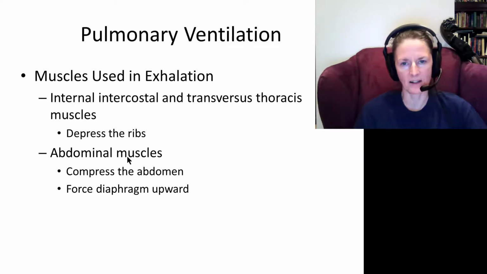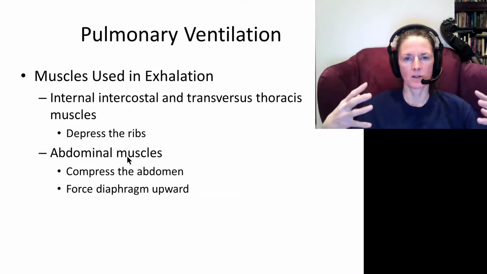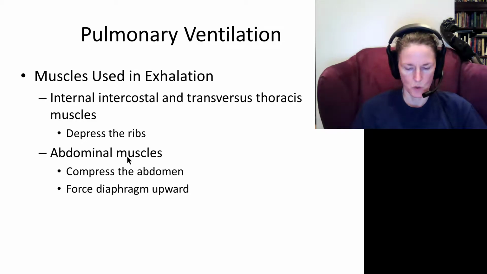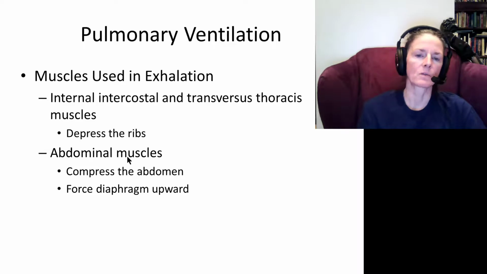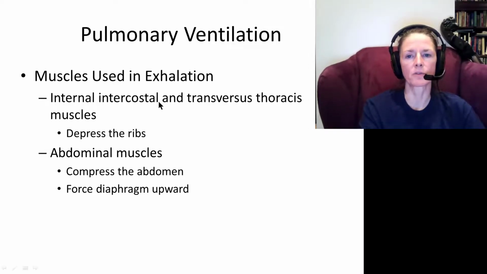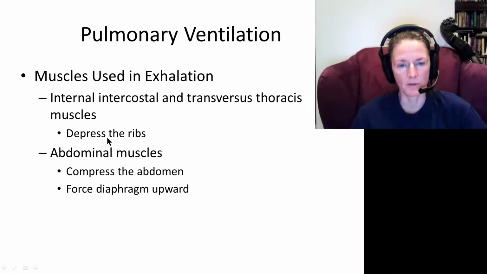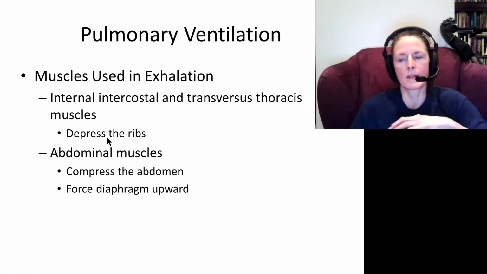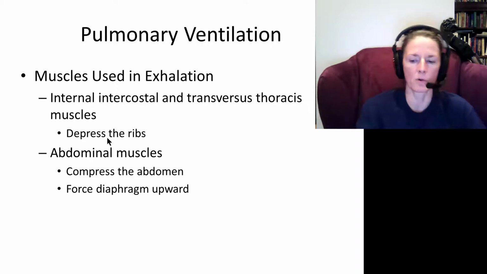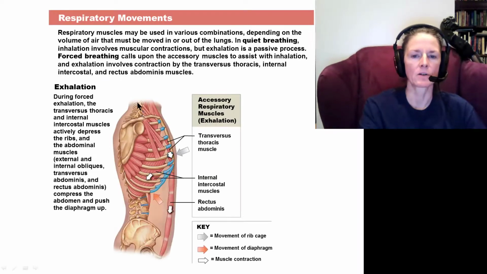But when we start our active breathing, which is called hyperpnea, that is recruiting these accessory muscles, and we actually are going to use muscular activity for the exhalation, then we're going to bring in the internal intercostal muscles, the transversus thoracis muscles, and the abdominal muscles. This will depress the ribs and compress the abdomen, forcing the diaphragm upward and squeezing the thoracic space into an even more constrained space. All right, here are those muscles.